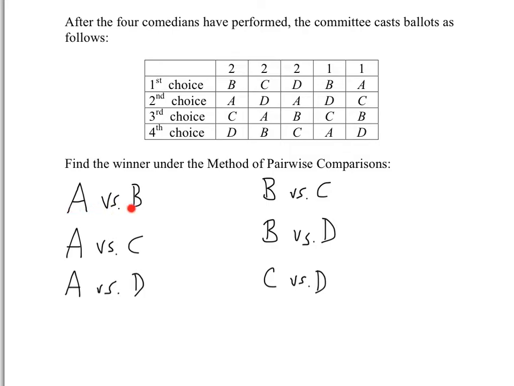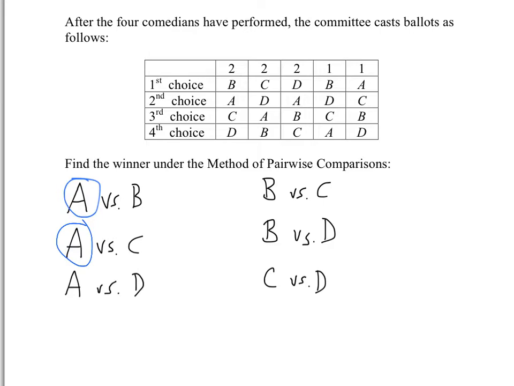We start with Anne versus Bob. We see that there are 2, 4, 5 voters who prefer Anne to Bob, and only 1, 2, 3 voters who rank Bob higher than Anne. Therefore, Anne is the winner of that head-to-head competition. Similarly, Anne versus Claire, there are 1, 2, 3, 4, 5 voters who rank Anne higher than Claire, so that too is most of the voters.